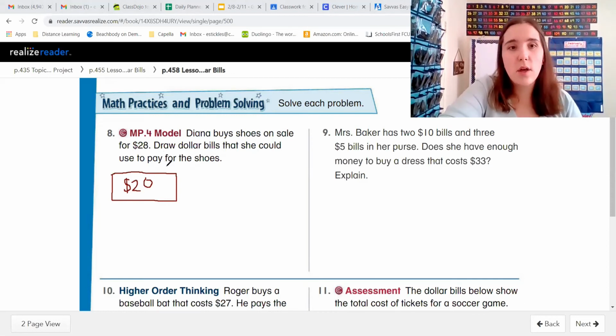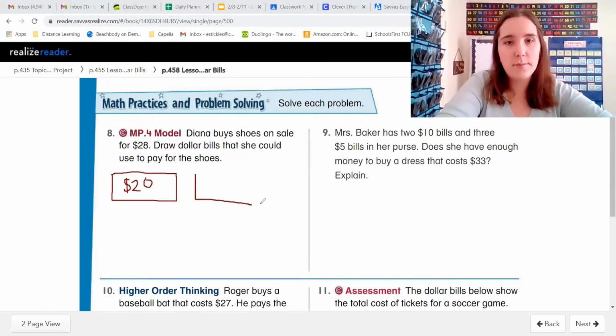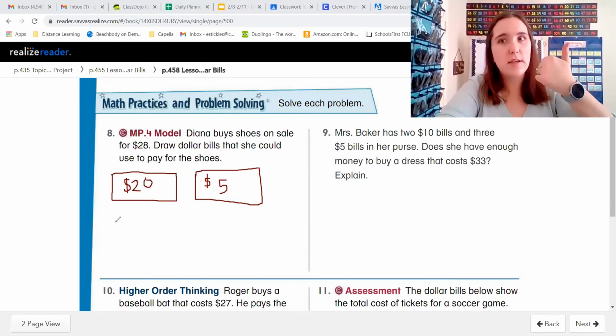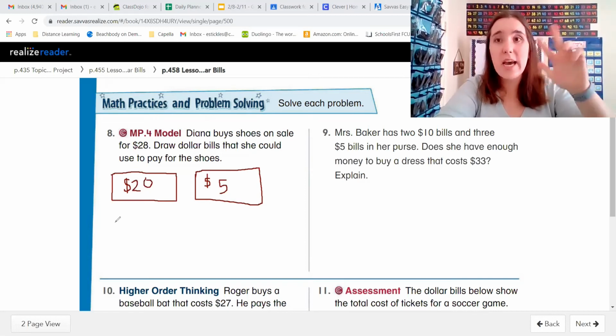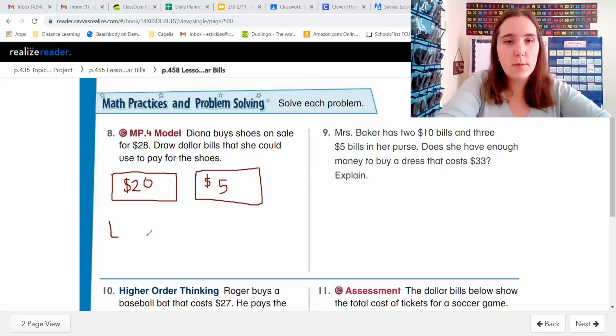That's still too much. Can we add a $5 bill? 20 plus 5 is how much? That's $25, so we could do that. Let's add a $5 bill. So now we have $25, and then can we add another 5? Nope, because that would get us to 30. So how many $1 bills do we need to add? 26, 27, 28. We need to add 3 $1 bills. So I'm gonna draw 3 $1 bills.